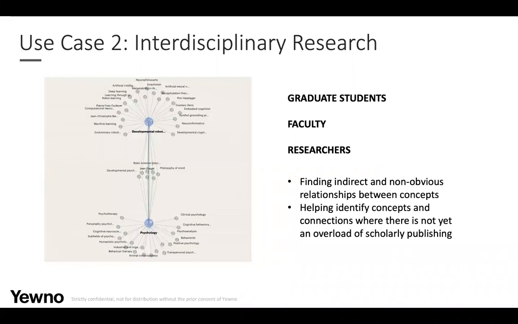Another area where it's very useful is interdisciplinary research. So there are many cases where there are brilliant content sources, but they're very specifically about one area. And so if a student wants to look at two different areas and how they can connect, it can be more challenging. So here what we can see in this picture is a search for developmental robotics, so in the field of engineering, and a link there with psychology.